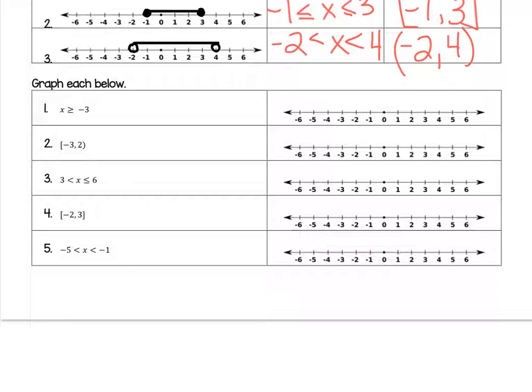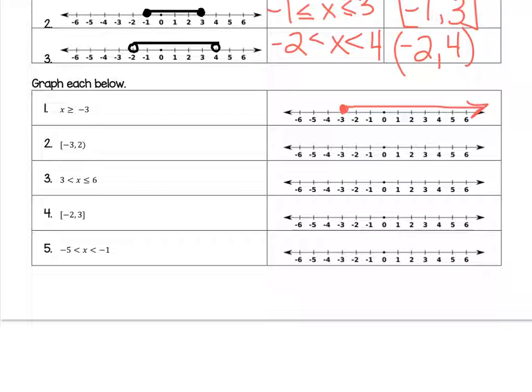So number 1, hopefully you are able to read this. This says x is bigger than or equal to -3 or greater than or equal to -3. So since it can equal -3, we're going to fill in the point, and now we need to look at all the points that are bigger. So we shade or draw our arrow to the right.